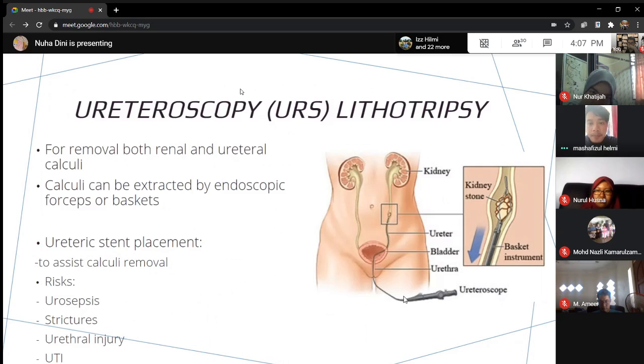Next one. This is ureteroscopy and lithotripsy. It is for removal of both renal and ureteral calculi. The calculi can be extracted by endoscopic forceps or basket. It is also used for stent placement to assist the calculi removal. The risks of this intervention are urosepsis, strictures, ureteral injury, and also urinary tract infection.